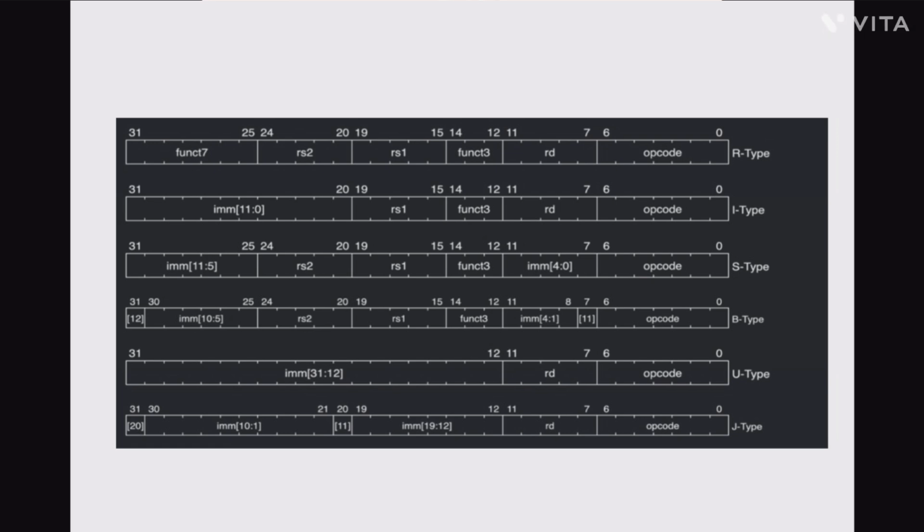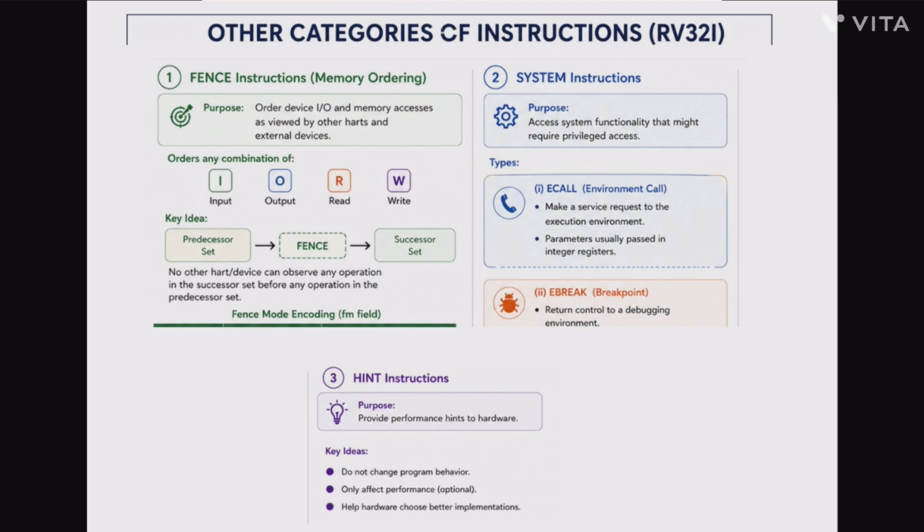Coming to other categories other than the main 6 categories, we have fence instructions, system instructions, and hint instructions. Coming to fence instructions, memory ordering, the order of device input, output, and memory access as viewed by harts and external devices. So these are the orders of any combination of input, output, read, and write. Coming to system instructions, these are basically the environment call and breakpoint instructions. And finally, hint instructions provide performance hints to hardware.